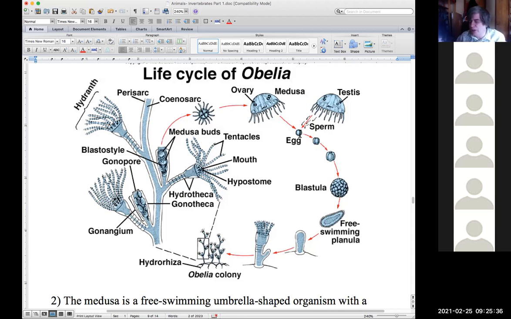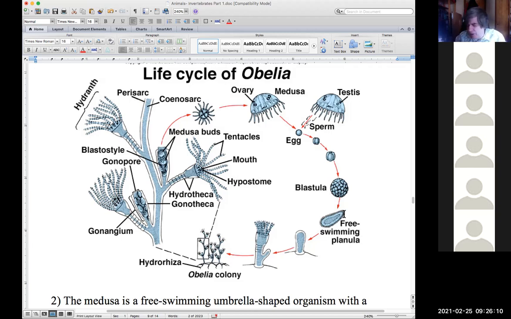So the eggs are released into the water, the sperm are released into the water, the sperm swim to the eggs, and the egg is fertilized. Notice it develops through several stages. One of those stages is a blastula. Remember when we talked about animals in general terms the other day, we said all animals develop from a stage called a blastula. The blastula eventually forms something called a planula larva.